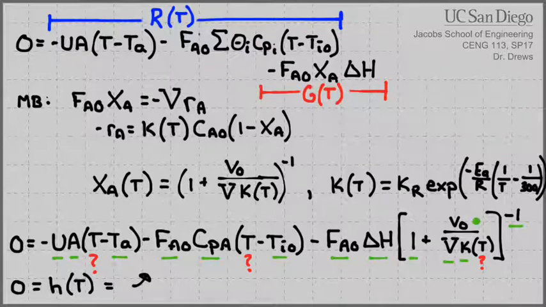Why is G of T a function of temperature? Because X is a function of temperature. We use the material balance to show us that X is a function of temperature. And in a more general case, delta H is also a function of temperature.